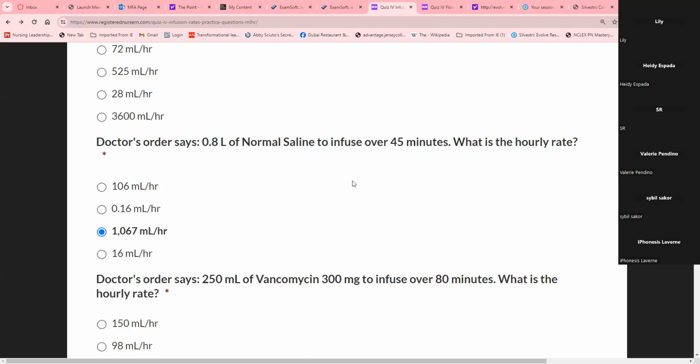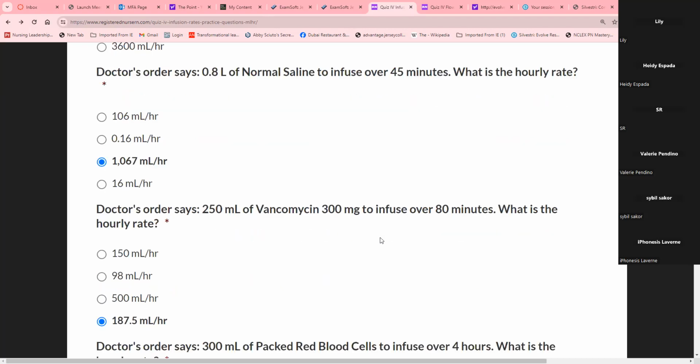What'd you get? 188. 188. Okay, so if you're rounding it to a whole number, that's what you would get. On this one here, it had the answer for you. So of course you would have put the 187.5, right? Because that's what you got. And on here, that would have been the closest to the answer.